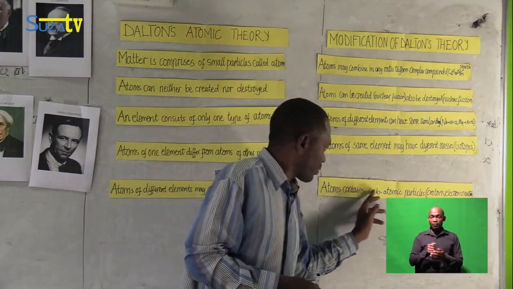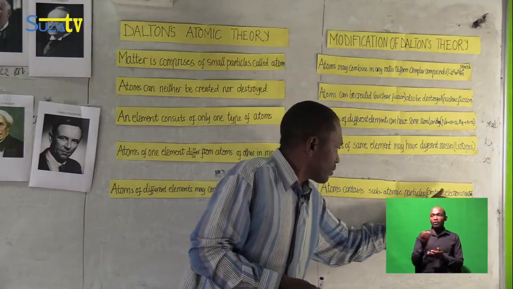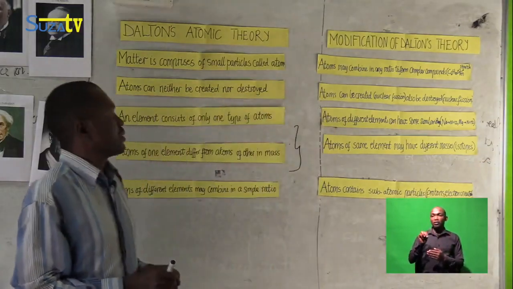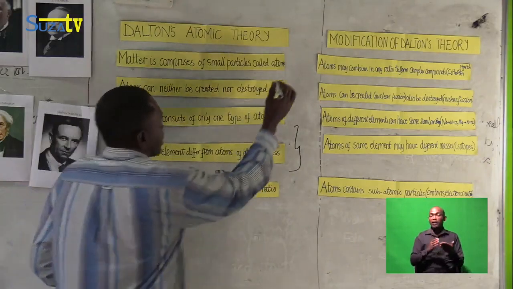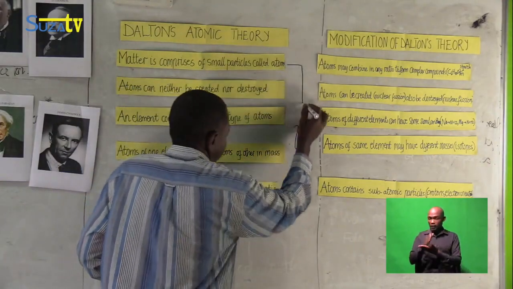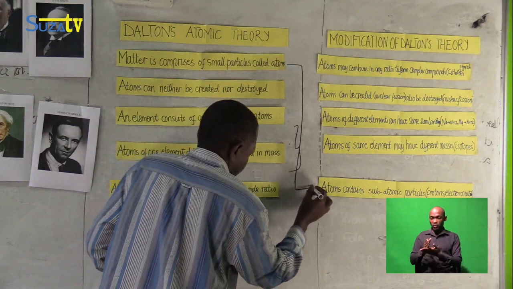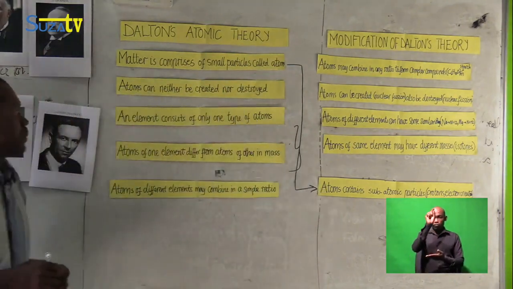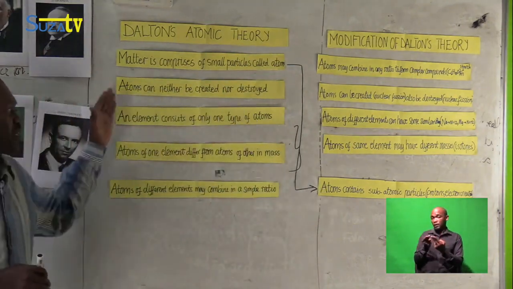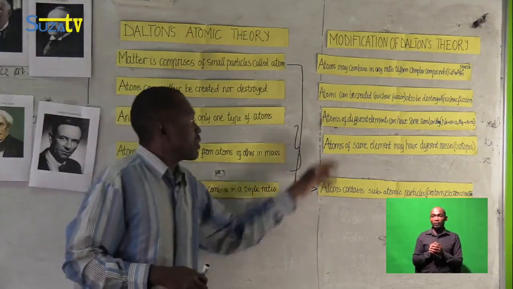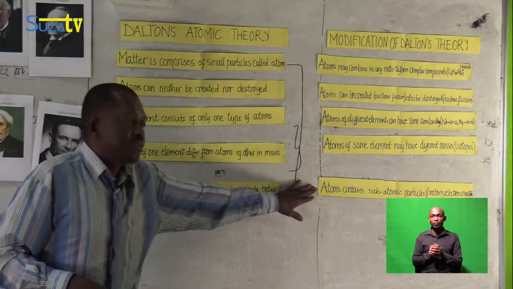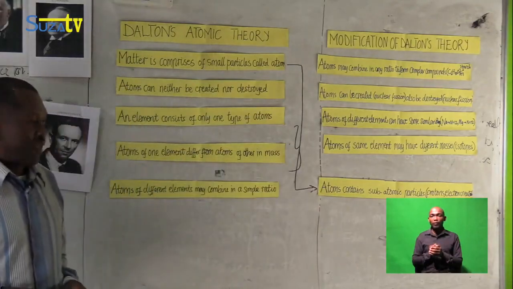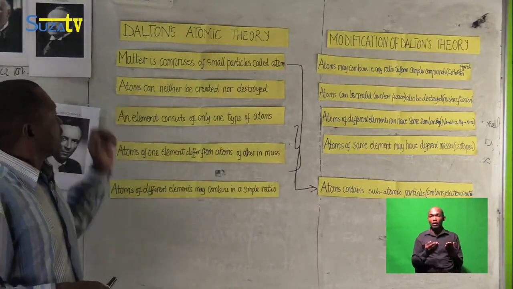Atom contains subatomic particles, protons, electrons, and neutrons. So I think this one could be the correct one. So I just want to indicate that the first postulate of Dalton atomic theory resembles this modification, which is listed as the fifth one. Now, let's come to the second one.